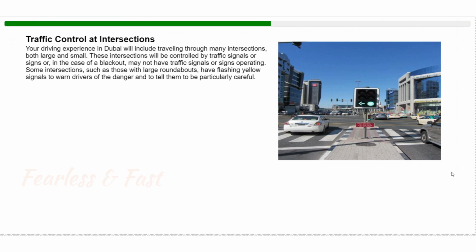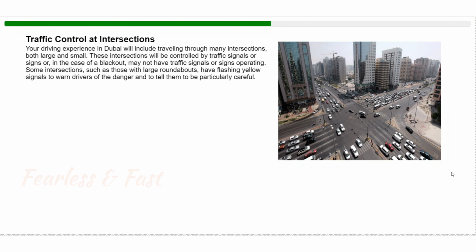Some intersections, such as those with large roundabouts, have flashing yellow signals to warn drivers of the danger and to tell them to be particularly careful.